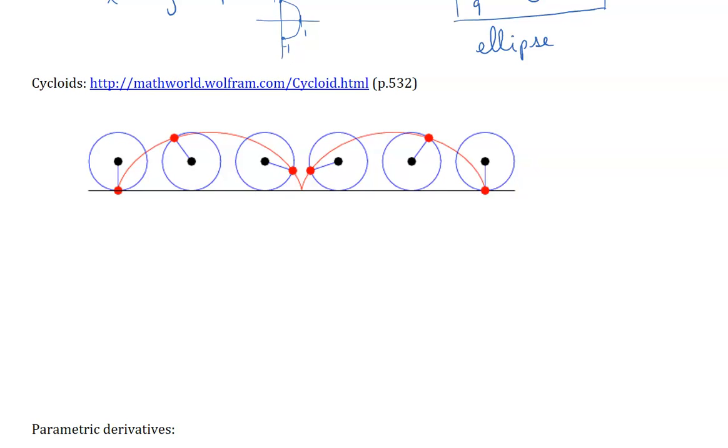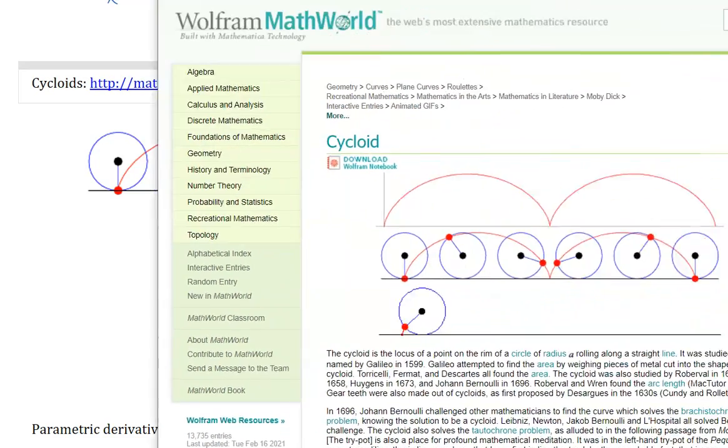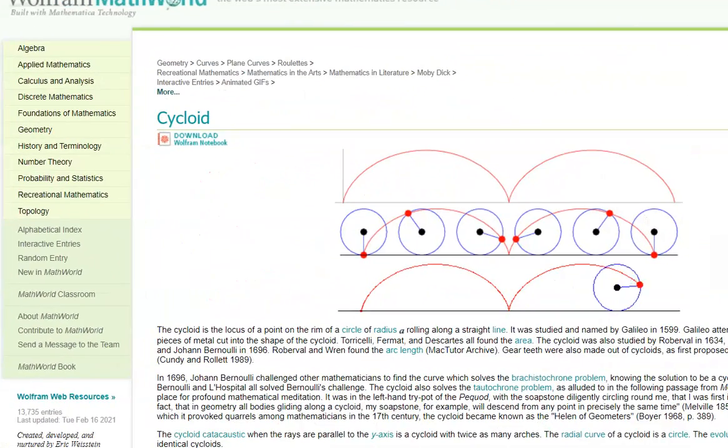Okay, we're going to look at a cycloid. A cycloid is the curve that is traced by the path of one point on a circle as the wheel rolls. Here's a picture of it. You can see that as the wheel is rolling, that point is making these two humps. Well, it'll keep going forever, but that's what a cycloid is.